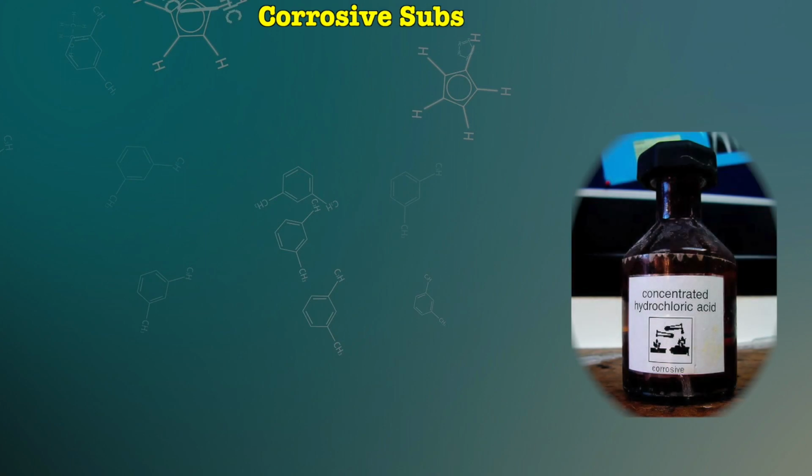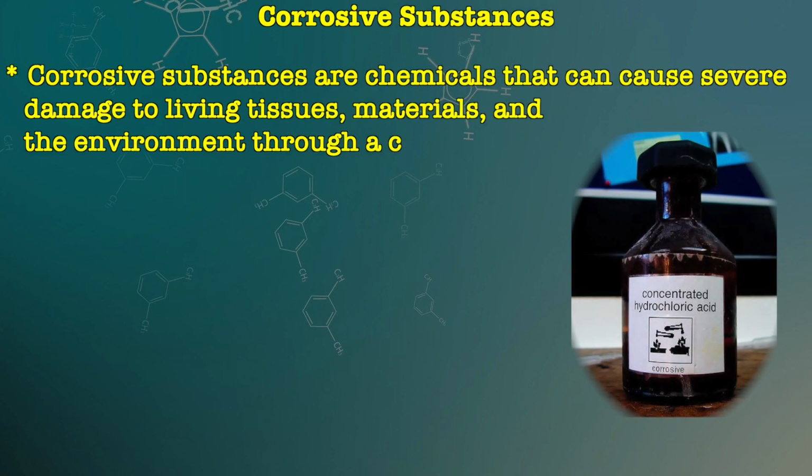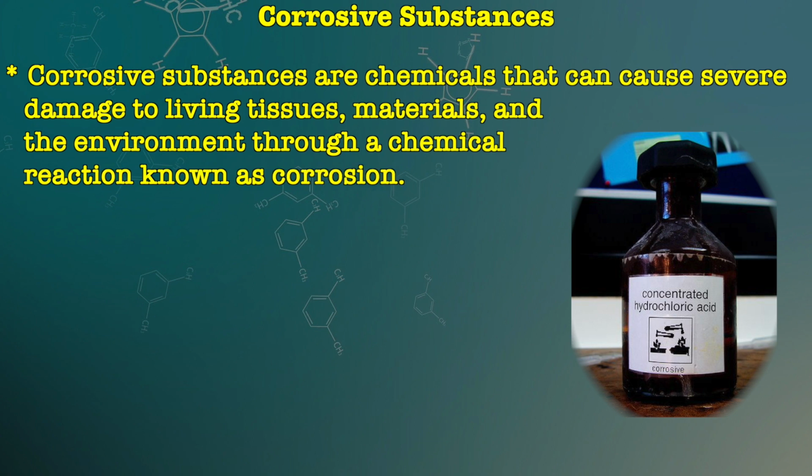The third and main category is corrosive substances. Corrosive substances are chemicals that can cause severe damage to living tissues, materials, and the environment through a chemical reaction known as corrosion. This reaction often involves the degradation or breakdown of materials due to the corrosive substances' chemical properties. Corrosive substances are typically acids or bases with low or high pH level respectively.